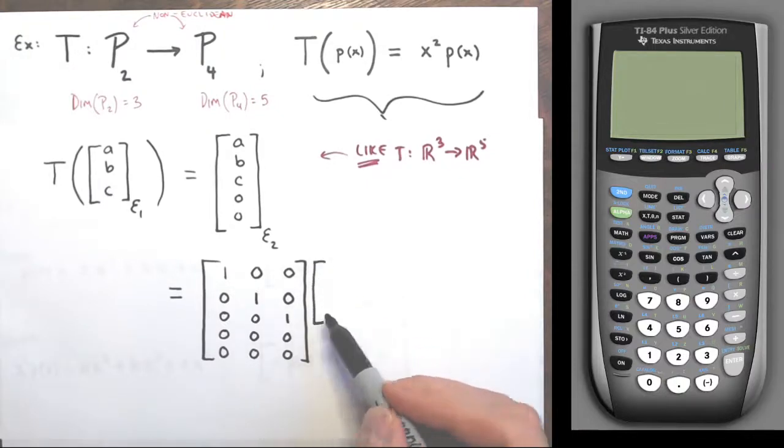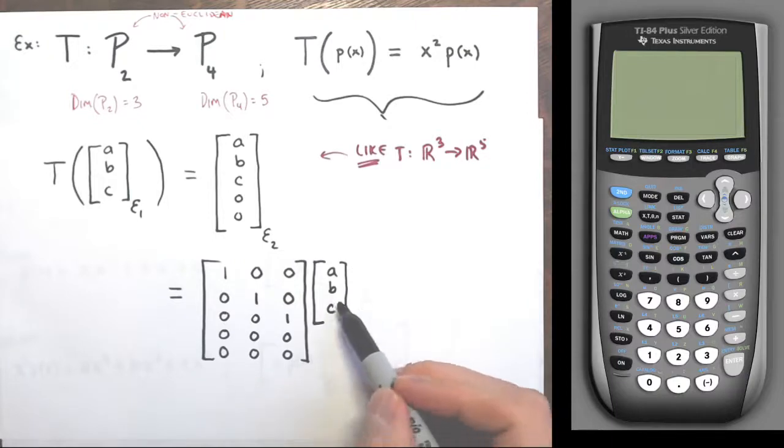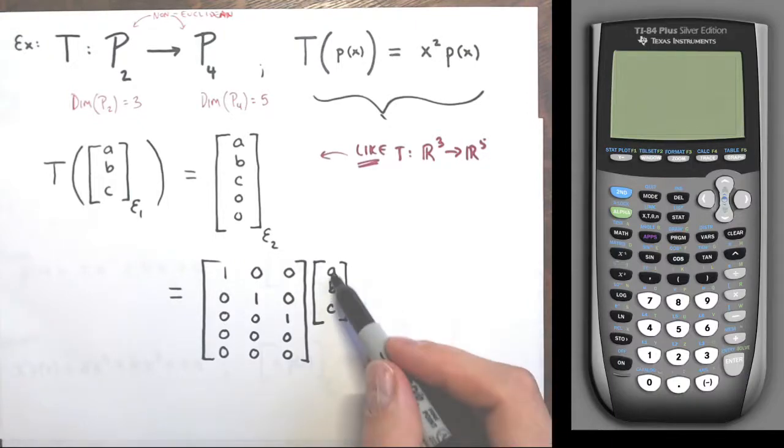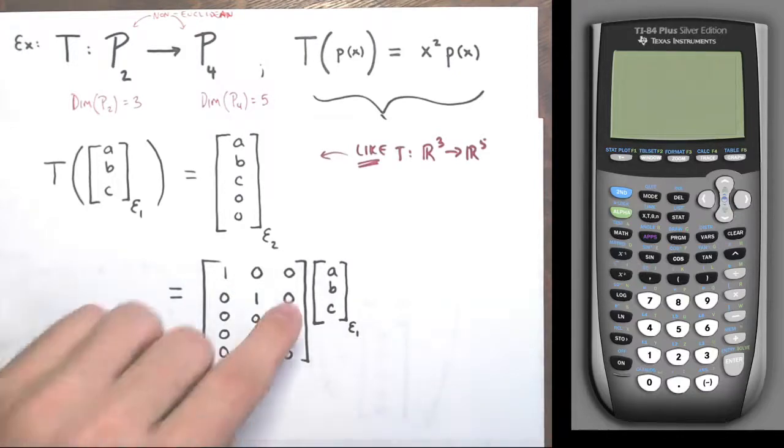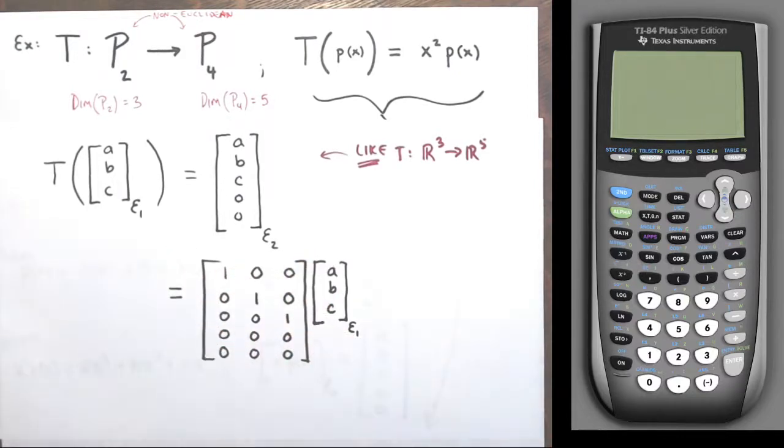Multiplied by the input vector, the a, b, c, and again, just to remind myself that this is not the actual input, it represents an input, I'm going to put a little subscript. These are coordinates with respect to basis E1 for the domain P2. All right. Now here's the standard matrix. Again, I'll call it A. The standard matrix for this transformation.